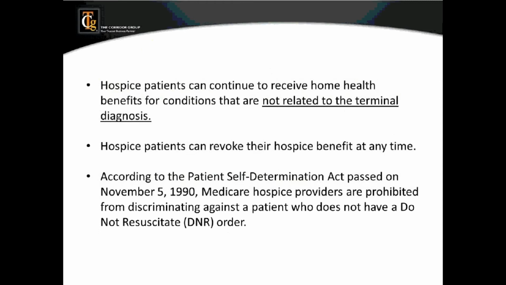According to the Patient Self-Determination Act that was passed on November 5th, 1990, Medicare hospice providers are prohibited from discriminating against a patient who does not have a DNR order. It used to be that back in the early days, if they were to come on hospice, they had to sign that they no longer were going to have any kind of cardiac compressions or resuscitations of any kind. But now, since 1990, they said, no, if you want to die of that cardiac arrest rather than die of your cancer diagnosis, you can make that determination.